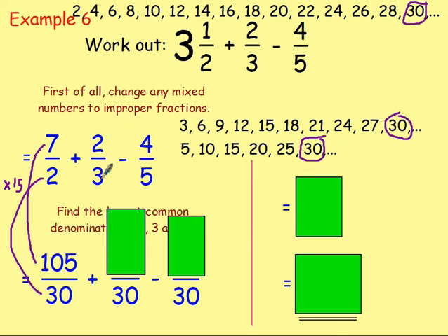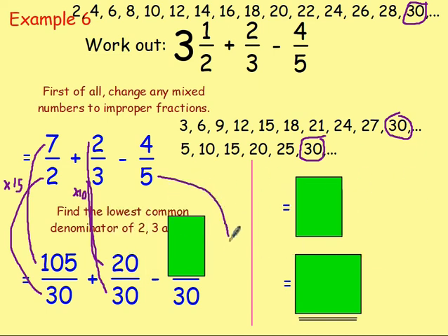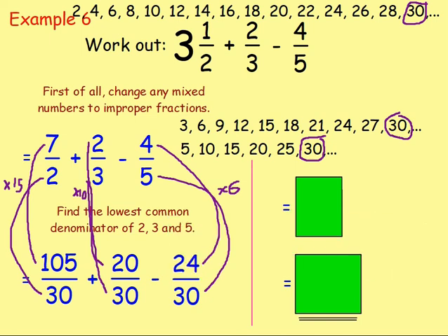Next fraction, you've got the 2/3. We're wanting to change the 3 to a 30. So what do you multiply by there? Good, you're multiplying by 10. So because you're multiplying by 10, you also multiply the 2 by 10 as well. So 2 times 10 just gives you 20. And finally, you're going from 5 to 30. What do you multiply by there? 5 times 6 will give you 30. Because you're multiplying by 6, you have to remember to multiply the numerator by 6 as well. So 4 times 6 gives you 24.